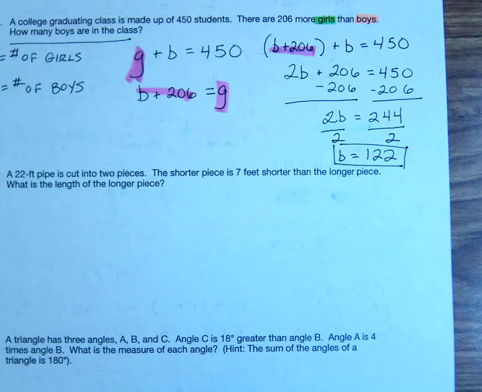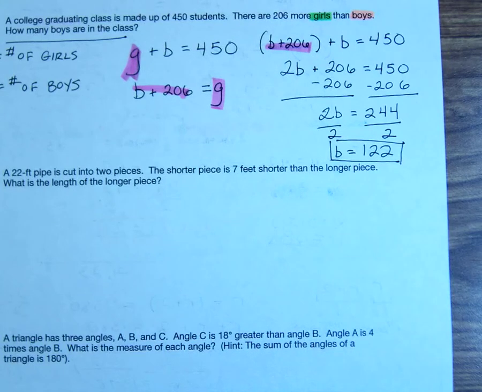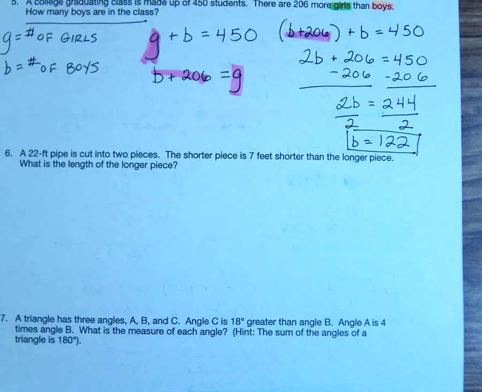Well, in this case, if you had 206 more girls, you would have that for 122. I could do 122 plus 206 to get the girls. Yes, sir. So 328 plus 122 should give me 450 if we did it correctly. Many, many, many more girls than boys, just like all of the parties that I throw.